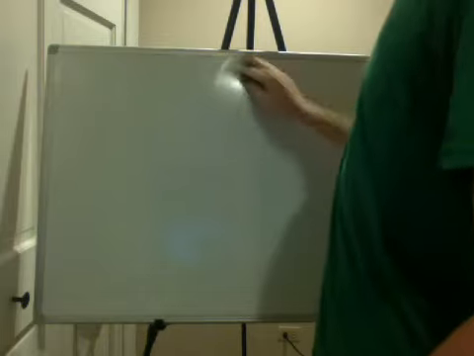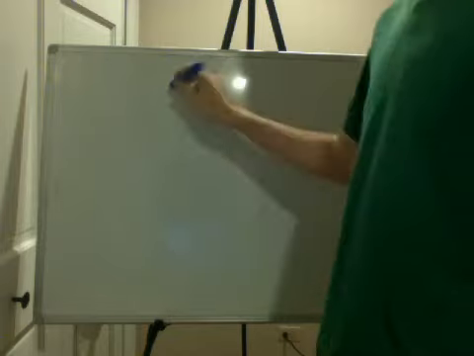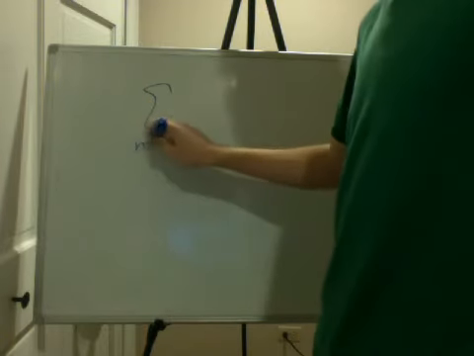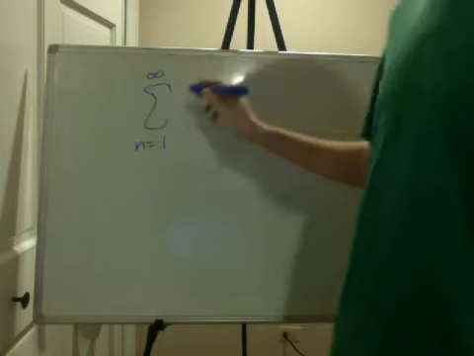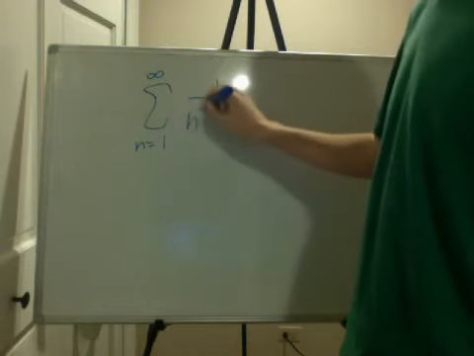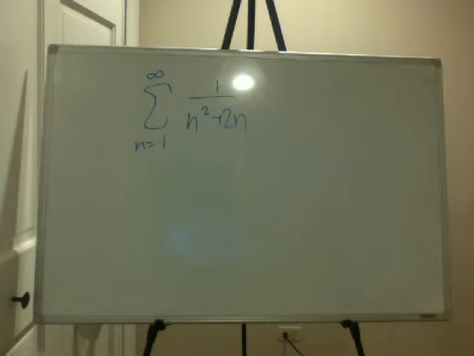Okay, the next last one I'm going to talk about in this video is the telescoping series. Now, an example of this one is this. N equals, this is starting at 1 to infinity of 1 over n squared plus 2n. Now, I'm going to kind of skip the work on this one because it's going to take a while.